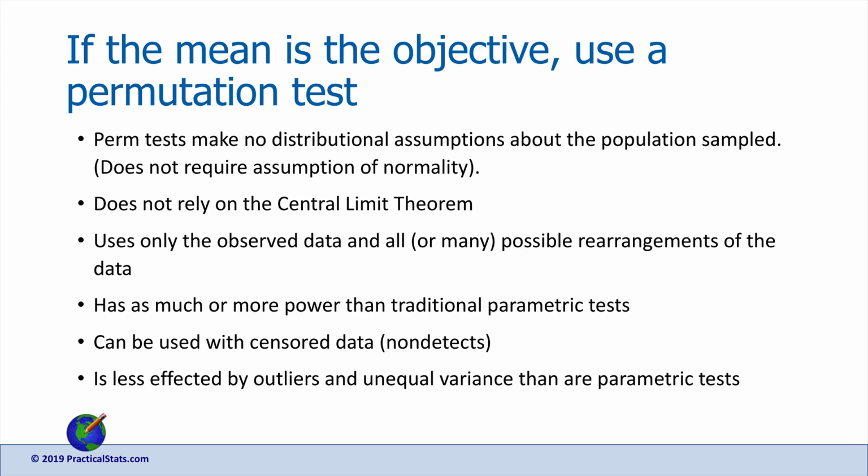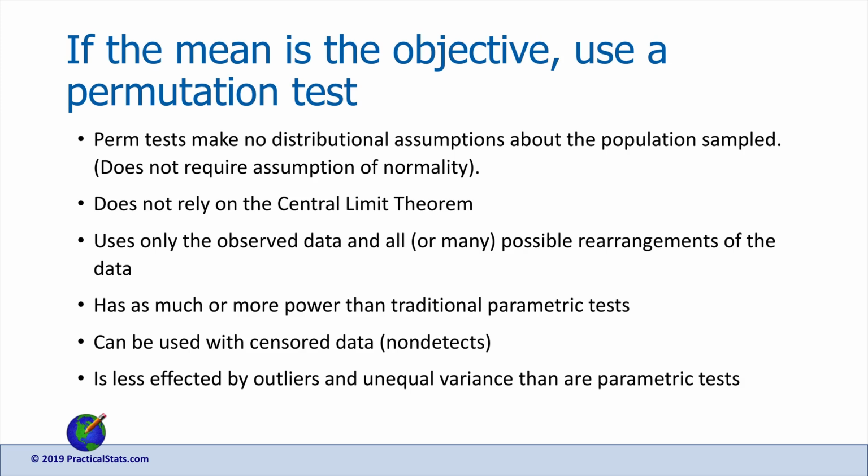So if the mean is the objective, use a permutation test. What this implies is that you don't need to test for normality first. That should not be the first step in a flow chart of what to do. That is very old school in terms of statistics. What would you do first? Decide if you're really interested in means or if you're interested in something else. And if you are interested in means, use a permutation or bootstrapping procedure.